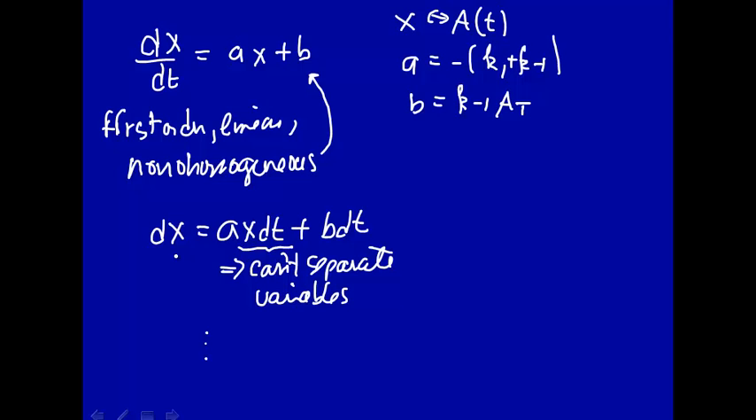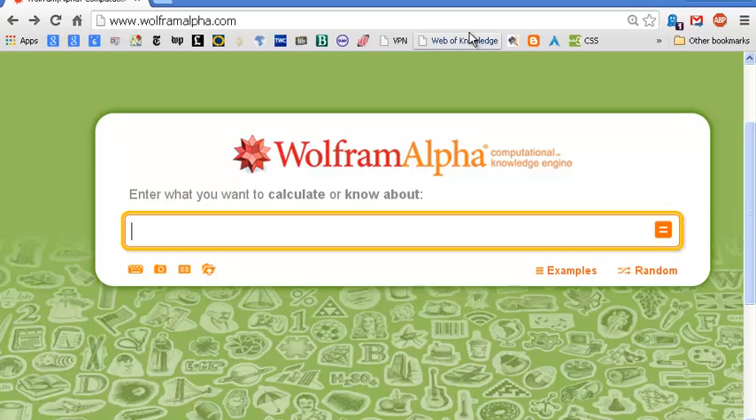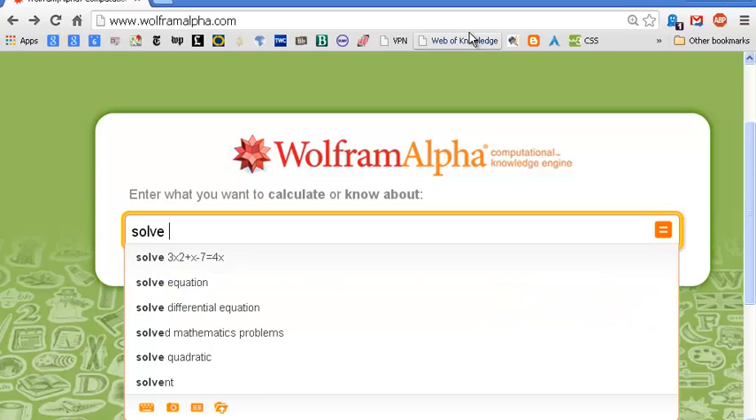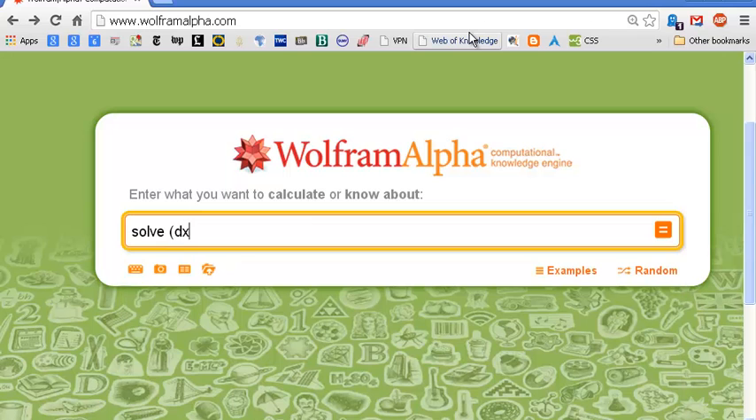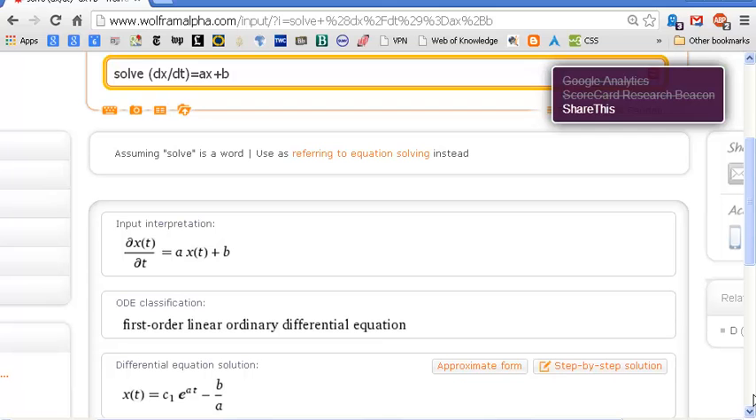Again, what we want is x, or we want A here. We want to solve that, so let's just write down Wolfram Alpha. We'll tell it to solve this equation, dx/dt equals ax plus b. Okay, so we'll ask Wolfram Alpha to solve that for us. It knows that x is what we want to solve for, and a and b are constants. Okay, here it is. It solved it.